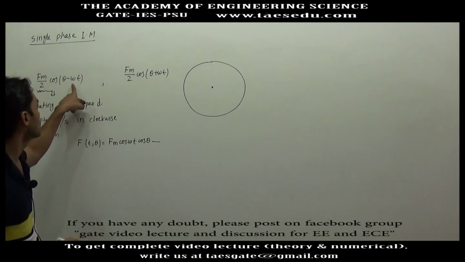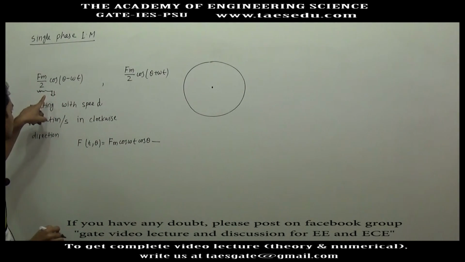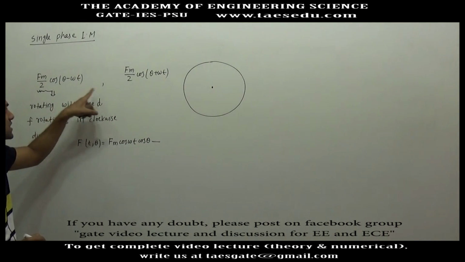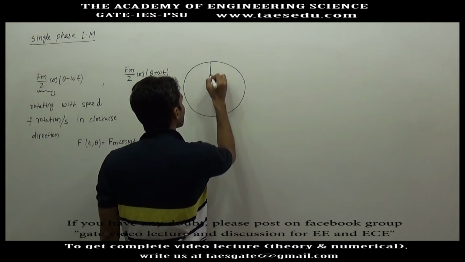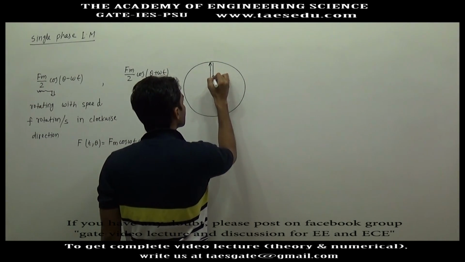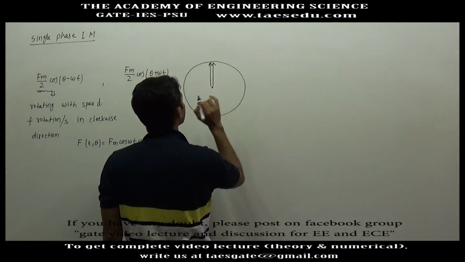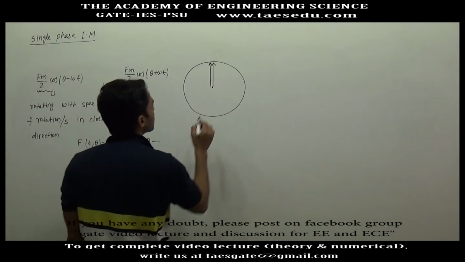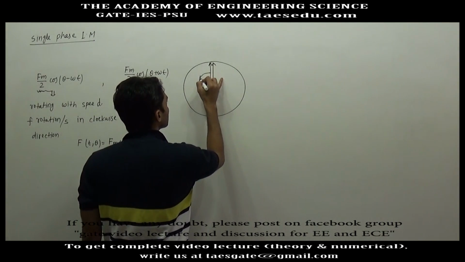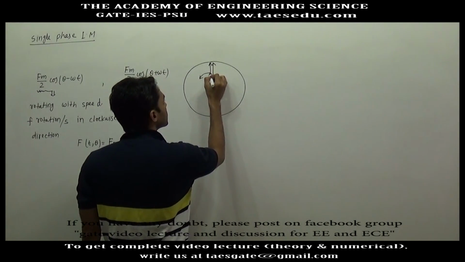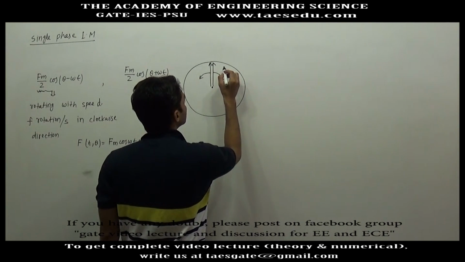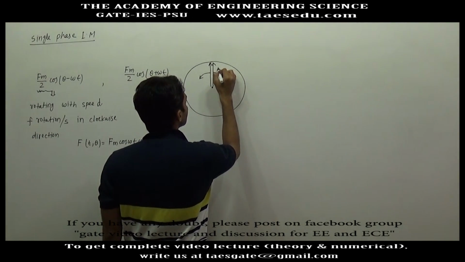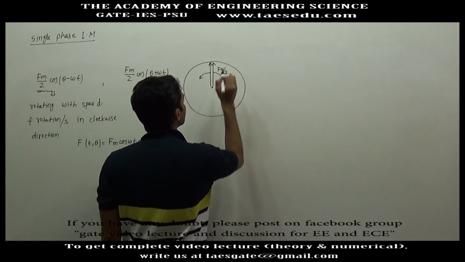For omega t equal to 0, in both the fields, the maximum is along theta equal to 0 degree. Fm by 2, this is also Fm by 2, and this is rotating with, one is rotating in anti-clockwise direction and the other is rotating in clockwise direction. Both are Fm by 2.